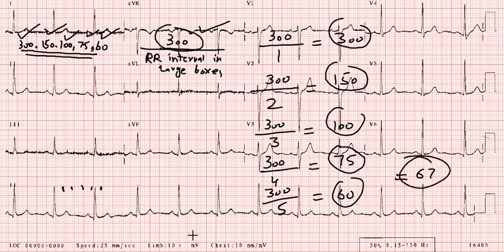You can also calculate heart rate by counting the number of small boxes between two R waves. For that, the formula will be this one: 1500 divided by RR interval in small boxes. Likewise, we calculated the heart rate by counting large boxes between two R waves. In a similar way, we can calculate the heart rate by counting the number of small boxes between two consecutive R waves.